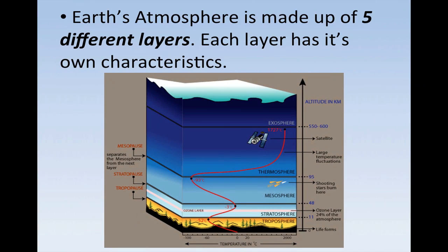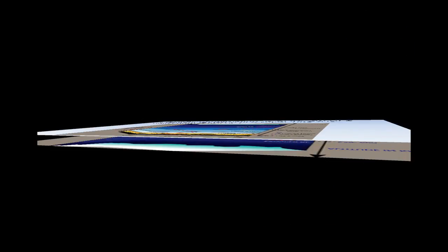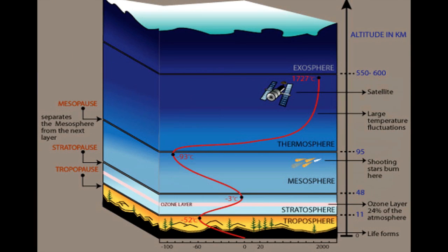More facts. Earth's atmosphere is made up of 5 different layers, and each layer has its own characteristics. Each one is very different. I'm going to pinpoint it here, starting at the bottom. The part that has the yellow and some mountains and trees, that's the troposphere. In fact, that's the only place that humans, animals, and plants can live, at that very bottom layer of our atmosphere. Right above that, you have the stratosphere.